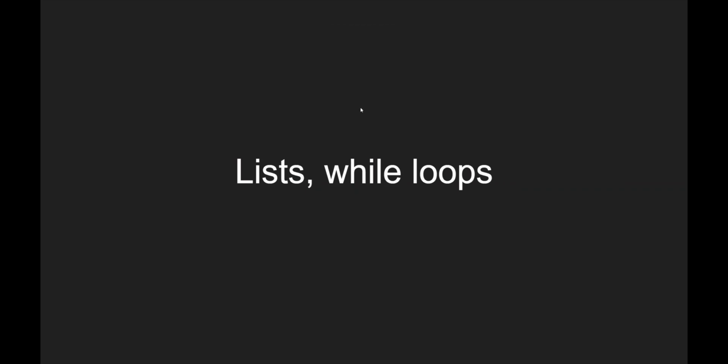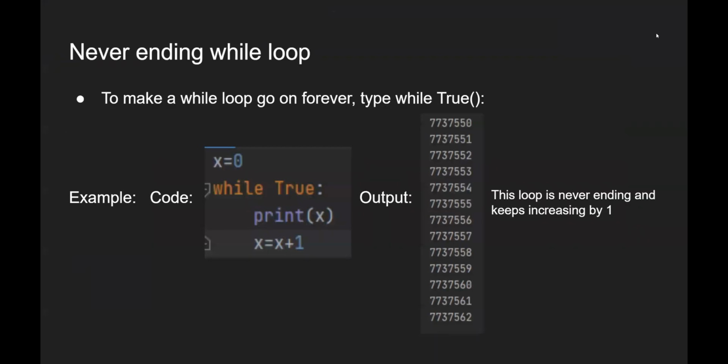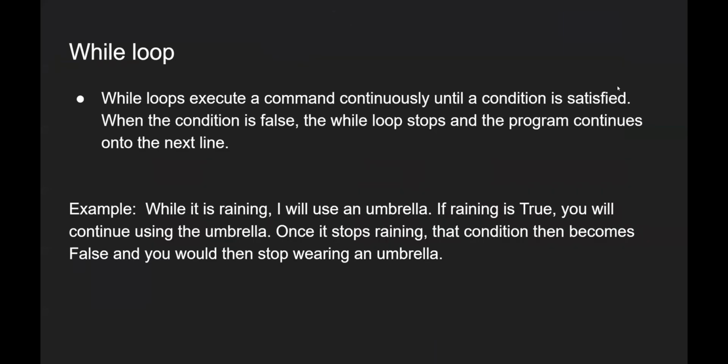We're gonna go over the list and the while loop today. A while loop executes a command continuously until a condition is satisfied. And when that condition is false, the while loop stops, and then the program continues after the while loop to the next line.